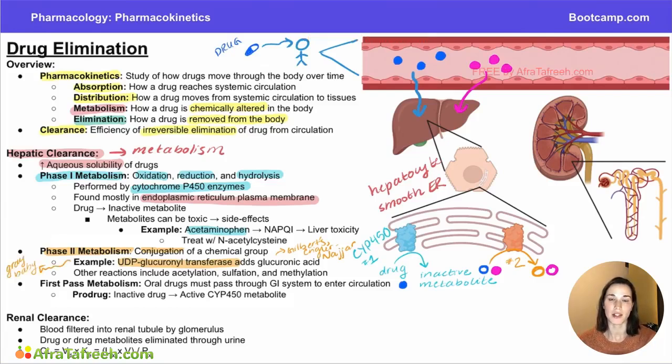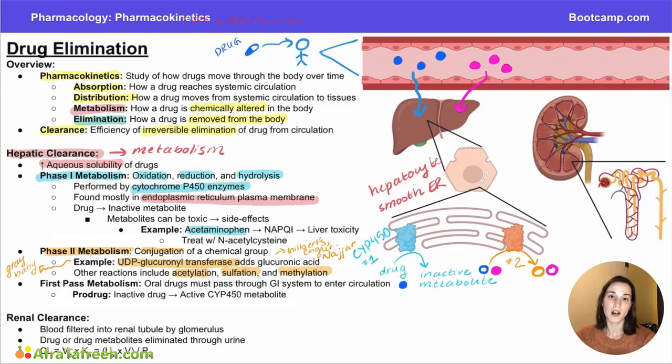UDP glucuronosyltransferase is probably the highest yield phase 2 metabolic enzyme, but other reactions that can be performed by other types of enzymes include acetylation, sulfation, and methylation. And again, the point of all of this is to make the drug more soluble in water.